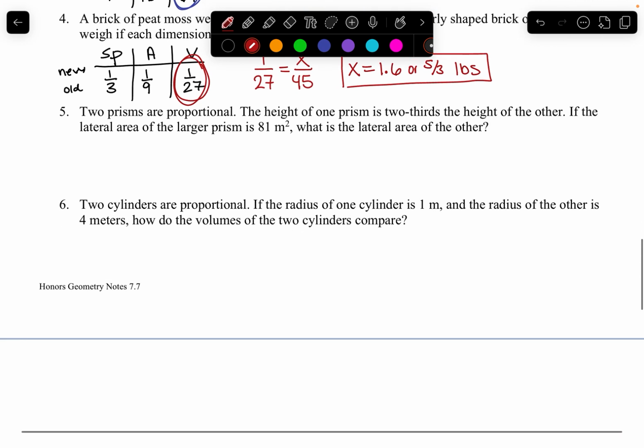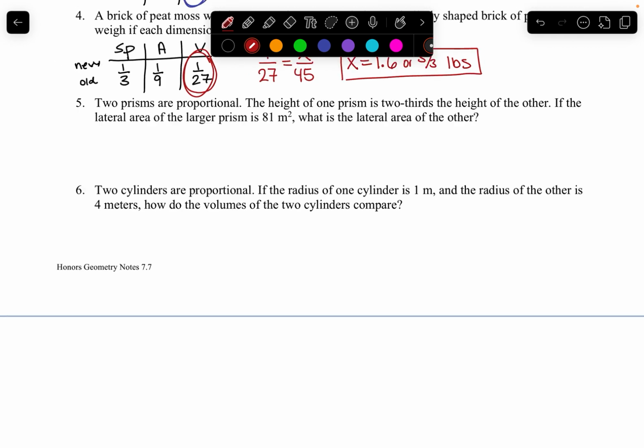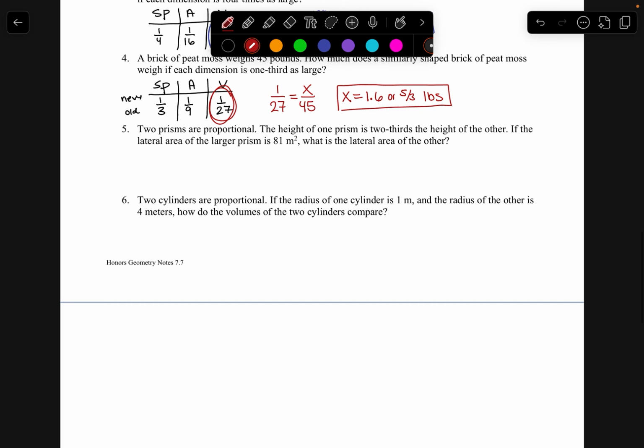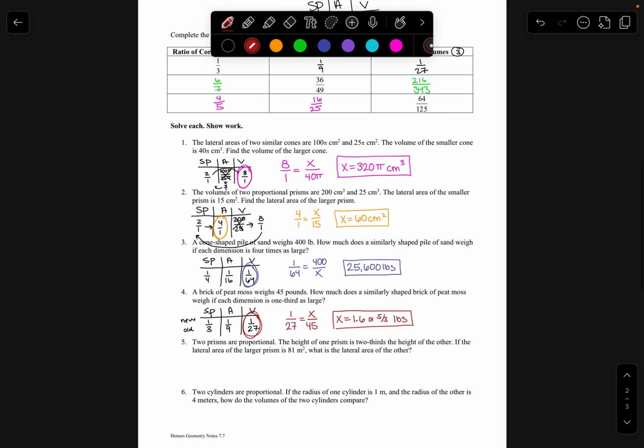Okay, I am going to stop there just because it's the same thing over and over again. I will finish the last 2 problems on these notes, on the completed notes, but that is essentially all you have to know about 7-7.